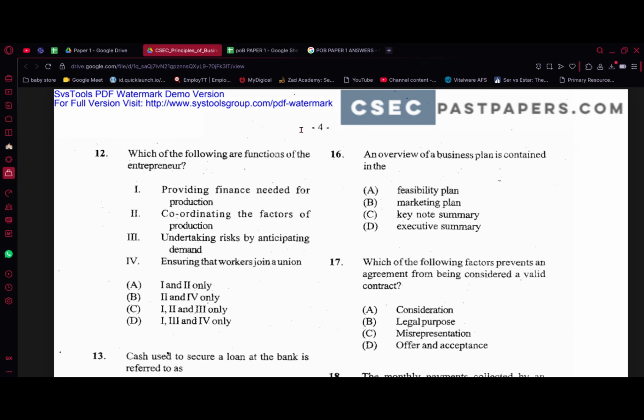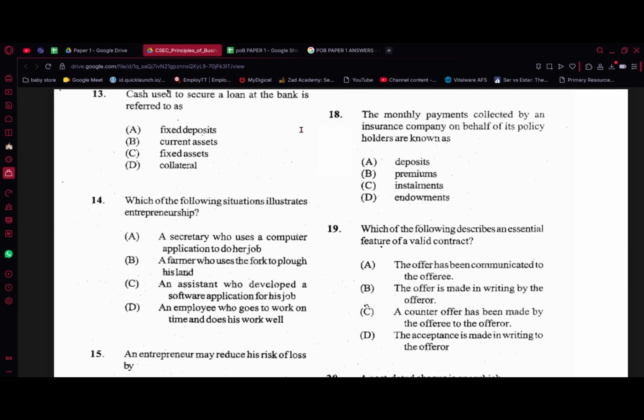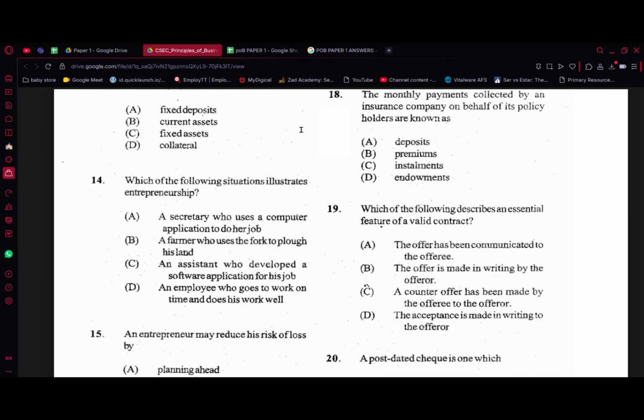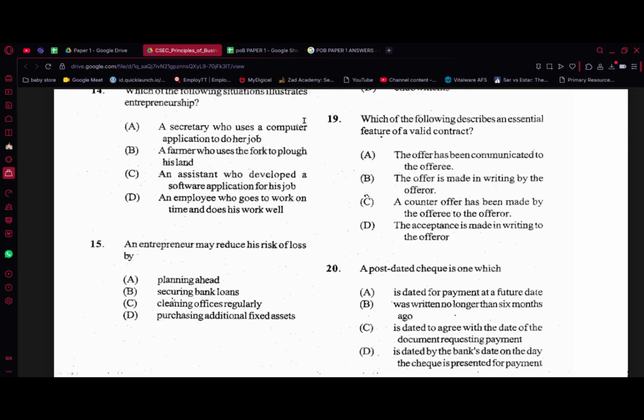16. An overview of a business plan is contained in the D. Executive summary. 17. Which of the following prevents an agreement from being considered a valid contract? C. Misrepresentation. 18. The monthly payments collected by an insurance company on behalf of its policyholders are known as B. Premiums.